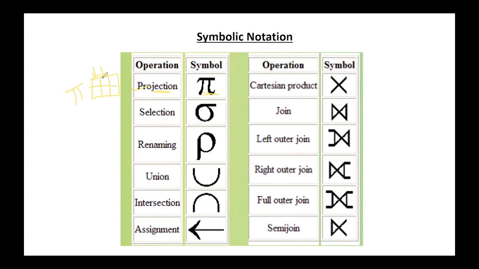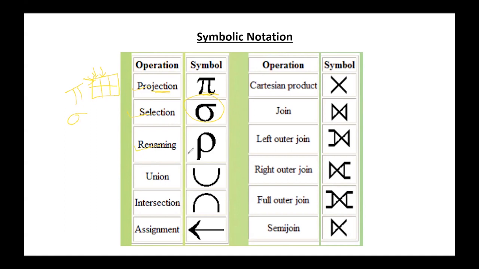Selection. Next one is selection. Now selection is used in order to select particular rows. If I want to select rows which satisfy a condition, then I will use selection. So it is represented with this symbol. If at all you see this symbol, it means it is a select operation.